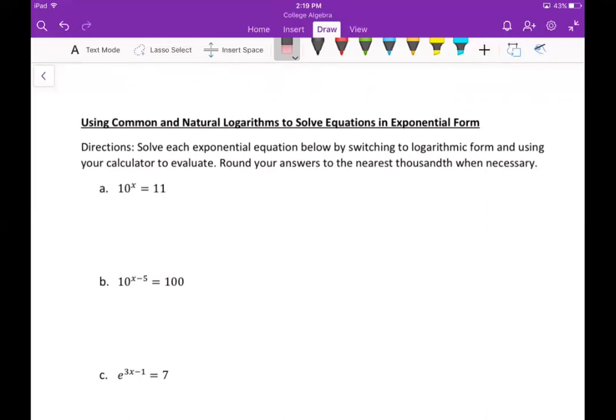So this is where we need to switch it back to logarithmic form. Your first goal here is to switch this equation into logarithmic form. If you do that, you have log base 10, which, remember, log base 10 leaves off the 10. So I have log base 10 of what the exponential equation equals. So log of 11 equals the exponent, right? The exponent always is by itself on the right-hand side of a logarithmic equation.